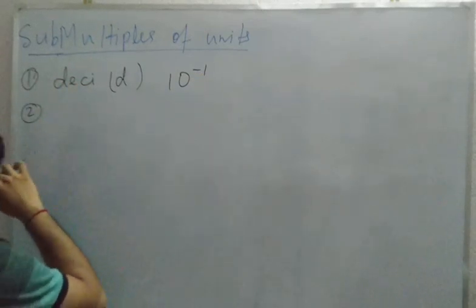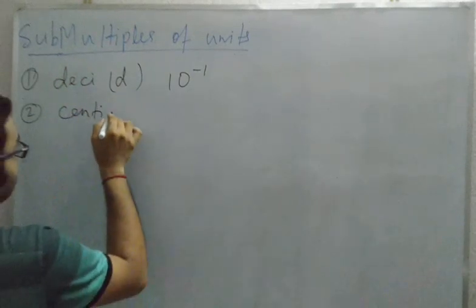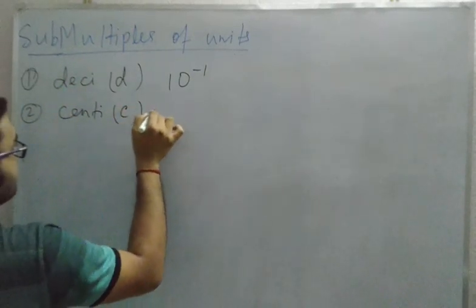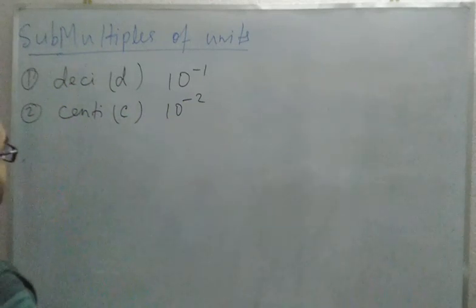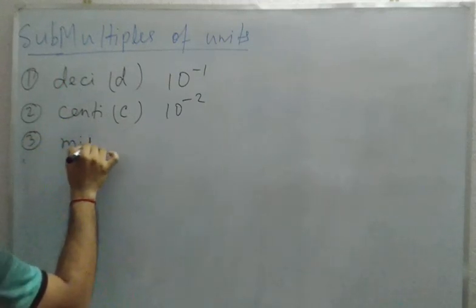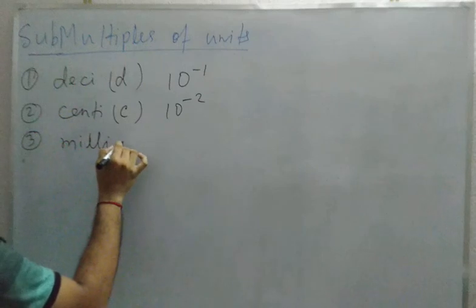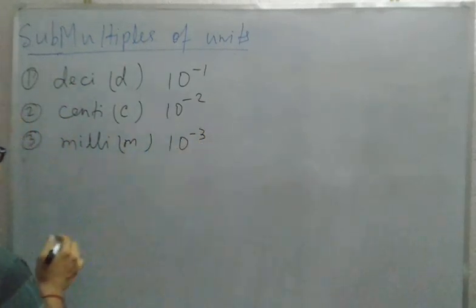Second one, after deci, comes centi. Symbol is small c, 10 to the power minus 2. Then the third one comes milli. Milli, symbol is small m, it is 10 to the power minus 3.